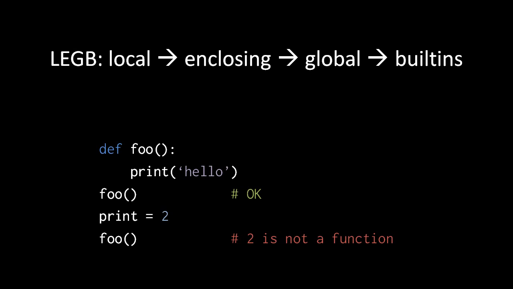Very briefly, we can see this happening in action. Here's a function foo, which invokes print from the builtins module, and if we invoke foo the first time, that's okay, it prints hello, but then if in that module we assign to print some number, something which is not a function, and then we try and invoke foo, well then print inside the foo function is going to resolve to print of the local module now, and that's a number, not something we can invoke, so this is going to trigger an error, an exception.